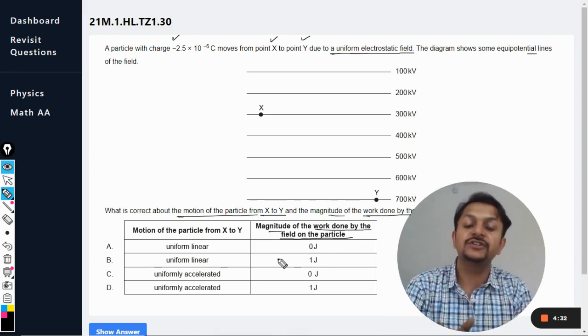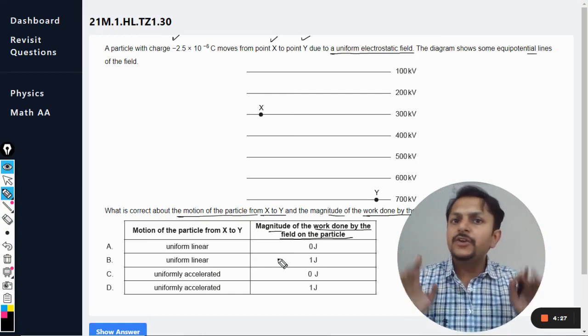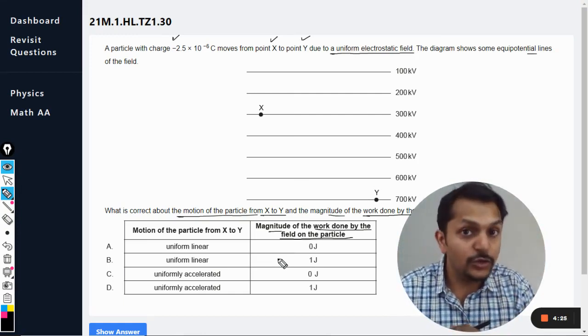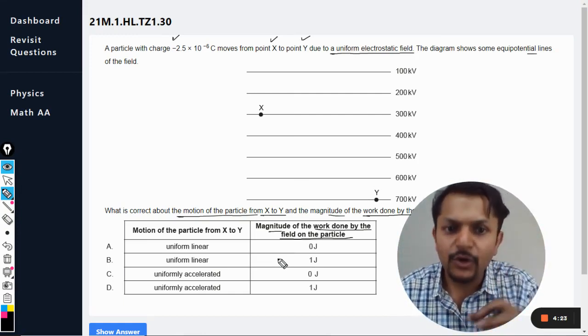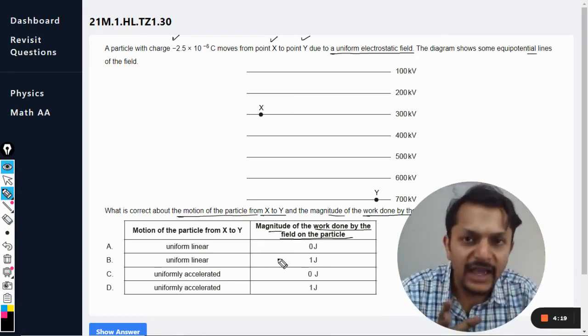So clearly it is mentioned that we are interested in the work done by the field. We're not talking about the external agency. As I have already told you, whenever people frame a question, they should tell you to find the work done by whom. That has to be done.